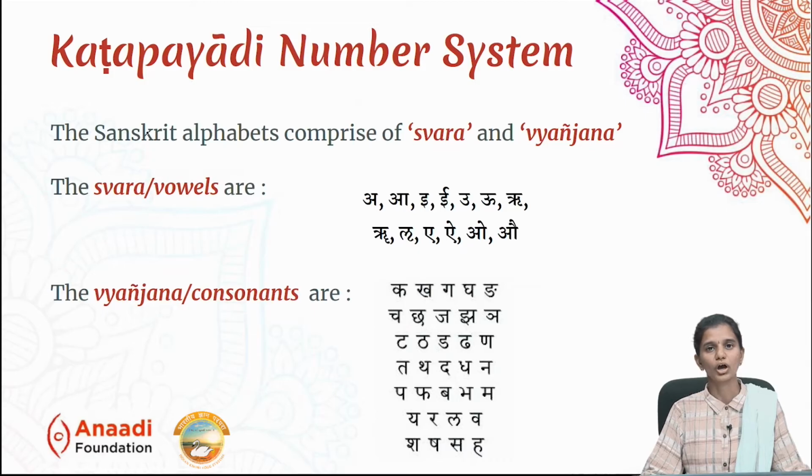The Vyanjana or the consonants are Ka, Kha, Ga, Gha, Nga, Cha, Chha, Ja, Jha, Nya, Ta, Tha, Da, Dha, Na, Ta, Tha, Da, Dha, Na, Pa, Pha, Ba, Bha, Ma, Ya, Ra, La, Va, Sha, Sha, Sa, Ha. These 33 are the consonants, the Vyanjana.